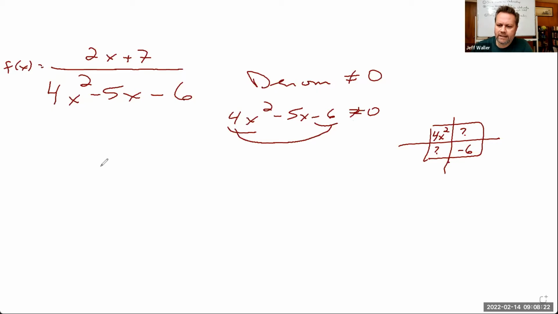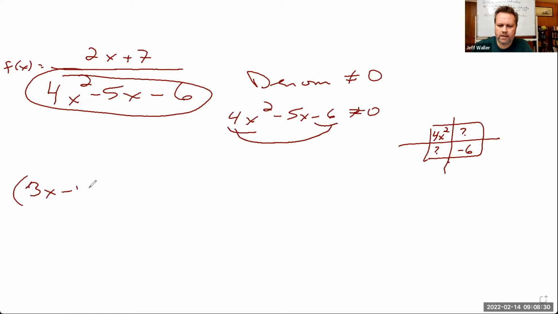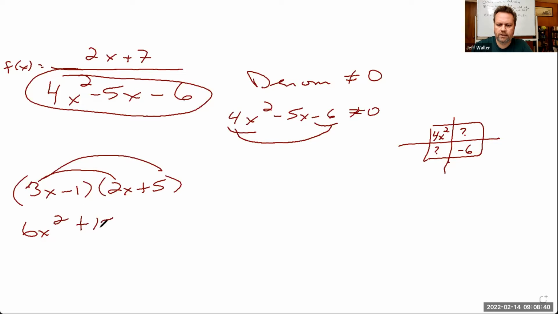But the whole idea of a factoring problem like this. Now, real quick, let me just do this. What if I had 3x minus 1, 2x plus 5? If I multiply this out, I get 6x squared, plus 15x, minus 2x, and minus 5. Now, is that right, everybody?